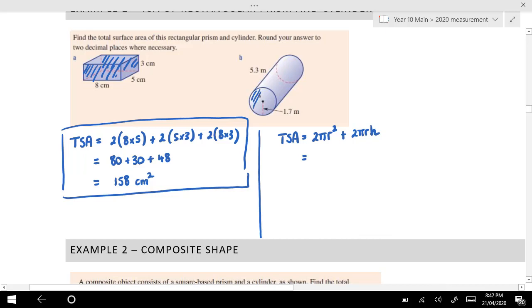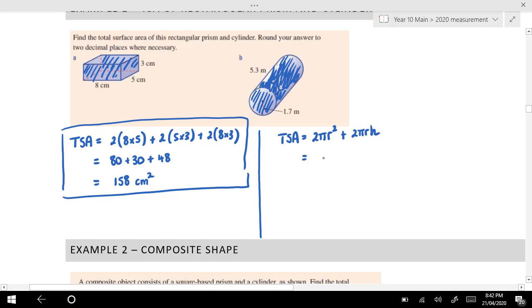If I was to paint this, I'd have to paint 1 circle, 2 circles, and then finally I'd have to paint that curved surface, wouldn't I? Okay, so that's what we're trying to find. We're trying to find that total area around that surface.